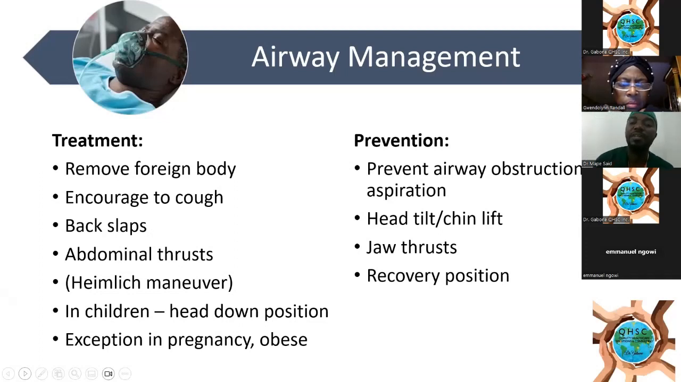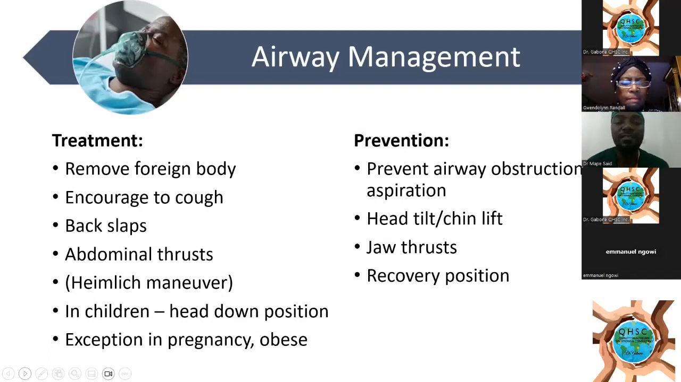In a patient at risk of airway obstruction, I will apply airway management to prevent the obstruction. These include head tilt or chin lift, jaw thrust, or putting someone in the recovery position. But if you want to treat someone who already has a problem in the airway, we think of encouraging them to cough so as to get out the obstruction, or doing back blows, abdominal thrusts, or hand lift maneuvers.